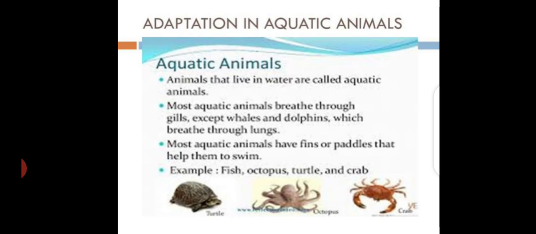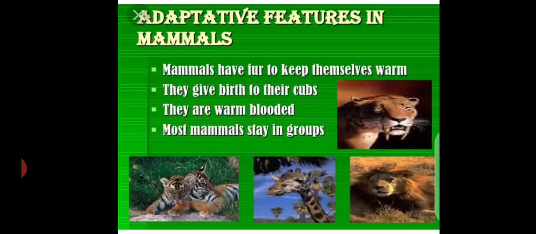Most aquatic animals have fins or paddles that help them to swim. So they need the fins for swimming. Examples of aquatic animals are the fish, octopus, turtle, and crab. So these are aquatic animals and their adaptive features.